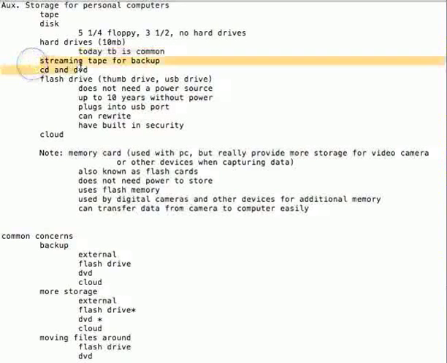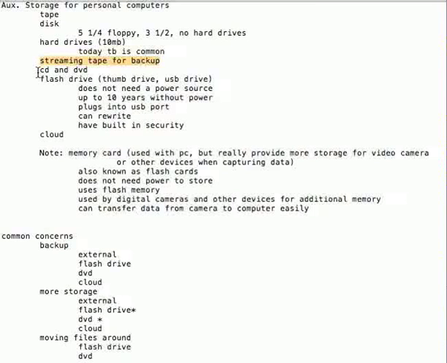We also use streaming tape for backup. I know the school that I happen to work at uses a streaming tape as a backup for their hard drive. In case something goes bad with the hard drive, they can simply get a new hard drive and dump everything on the streaming tape back to the hard drive in a matter of minutes.